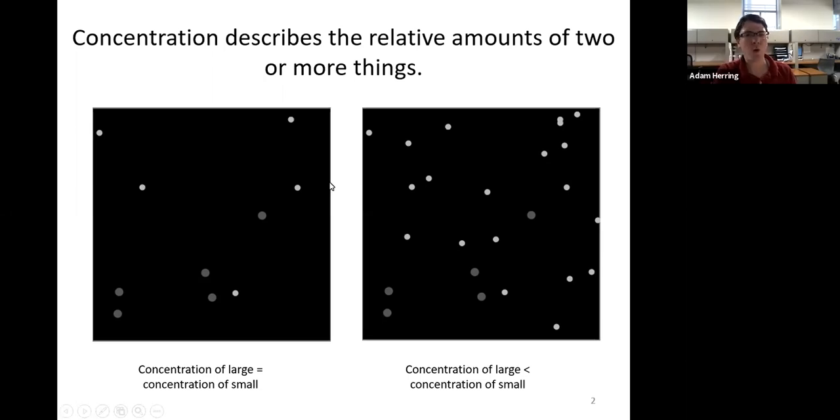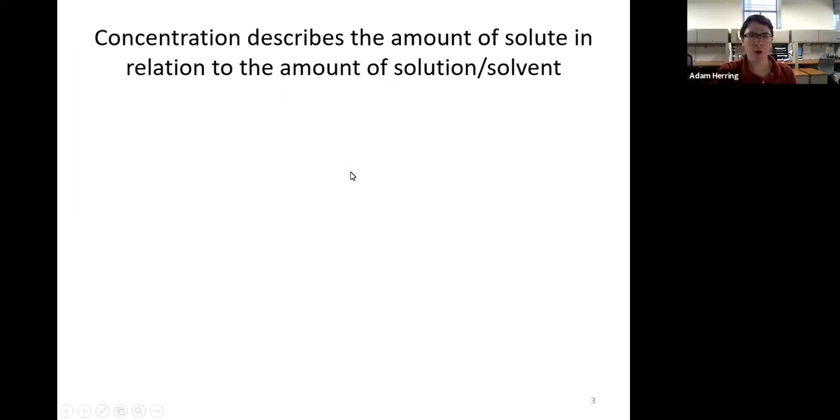Let's now look at a quantitative description. When we think about chemistry and concentration, this is describing the amount of solute in relation to the amount of solution or solvent. Whether it's the solution or the solvent depends on what unit of concentration we are discussing. There are a variety of units of concentration that you need to be familiar with, and some that you already are.